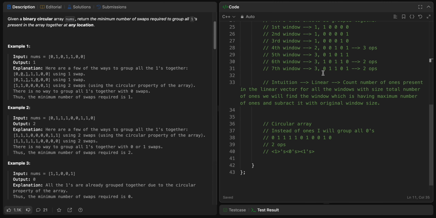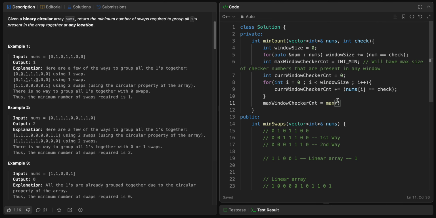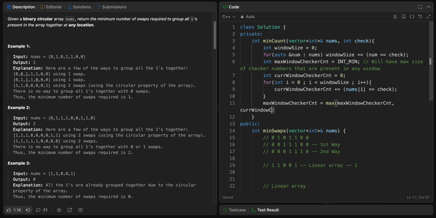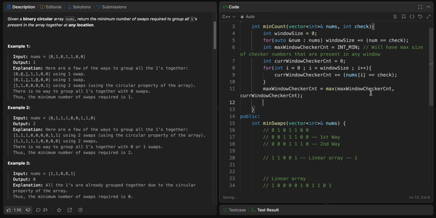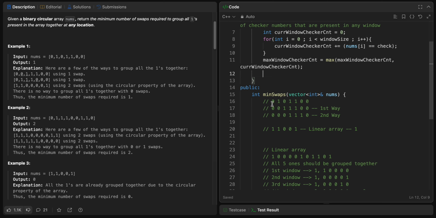Here also we did the same, the window which is having the maximum number of ones. So this should be max of max window checker count and cur window checker count. Great. Now having said that, how do we proceed for the sliding window? This is fairly simple, no?